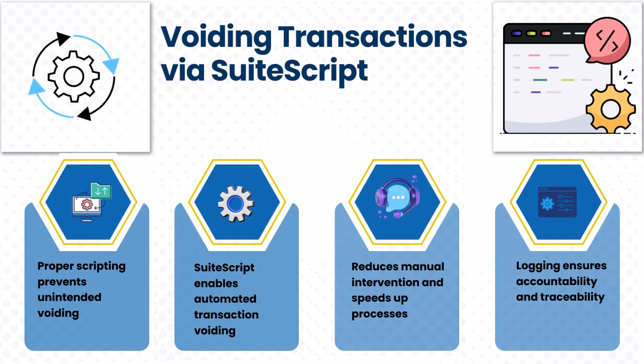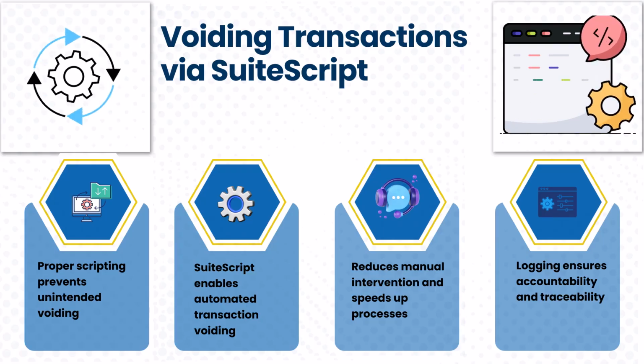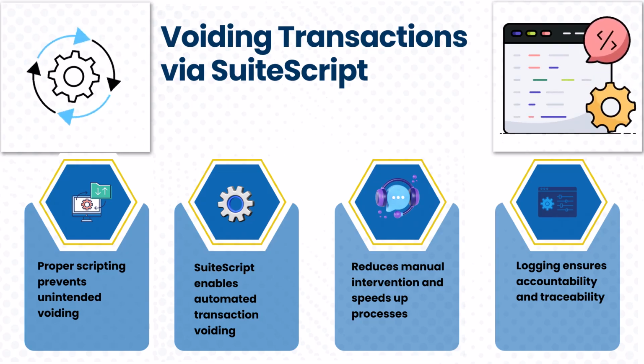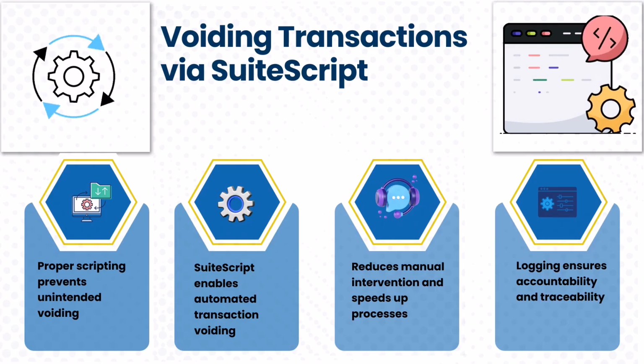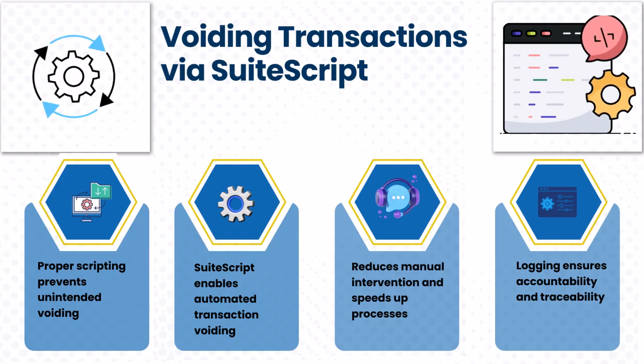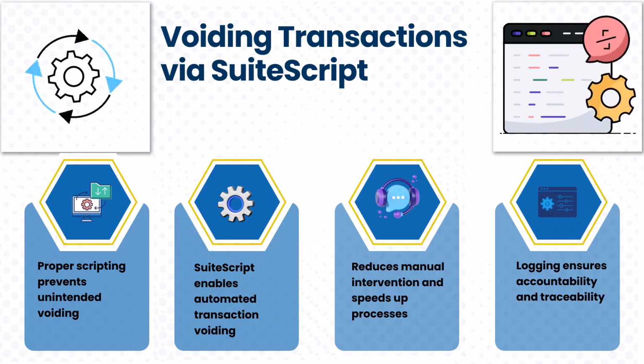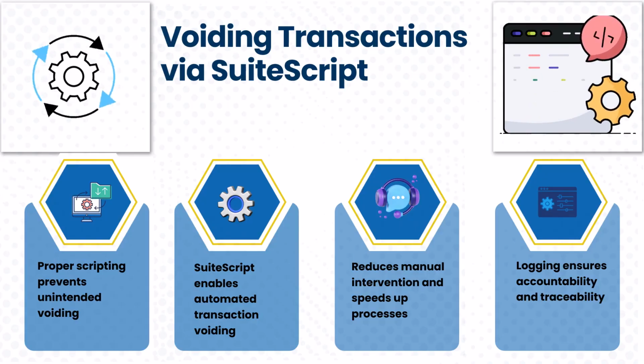Now, let's talk automation. SuiteScript is the magic wand of voiding transactions. It cuts manual work and makes life easier. But don't get too excited. You need precise scripting to avoid accidental voids. One wrong line of code, and poof, your numbers take an unexpected turn. Thankfully, logging keeps everything transparent, so mistakes can be spotted before they become financial headaches.